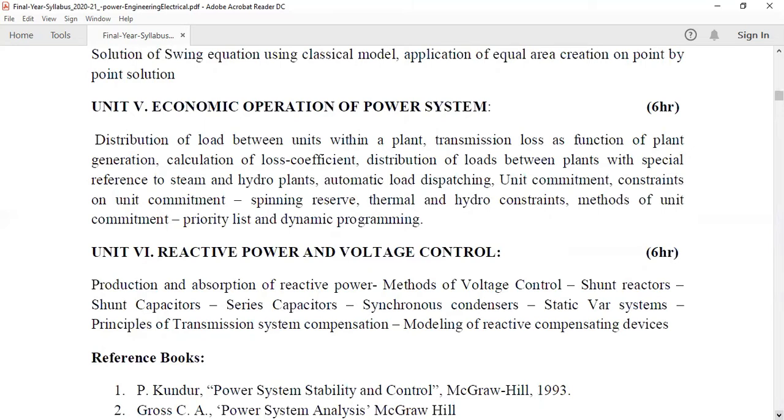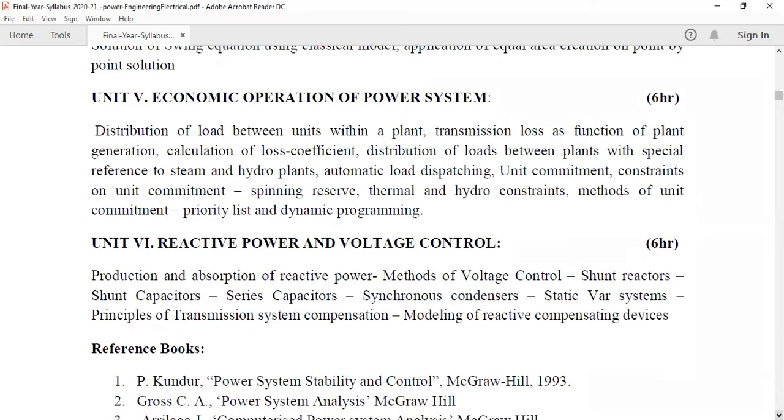So unit number 6 is dedicated to reactive power, and with the help of reactive power control, we are able to control the system voltage, which is a very basic parameter of the power system.